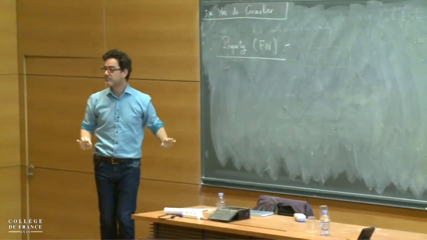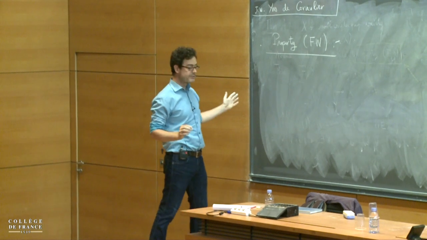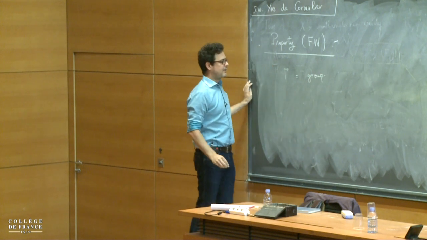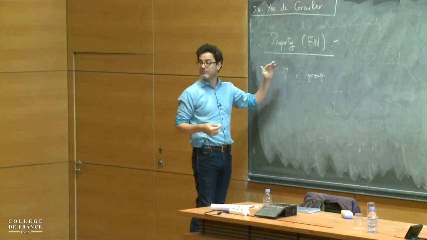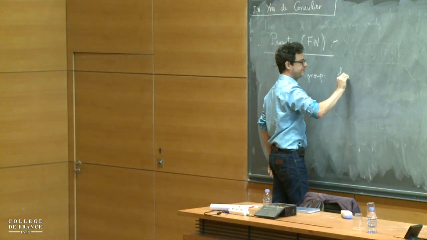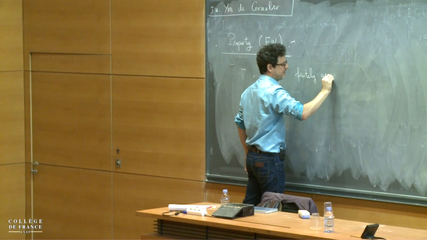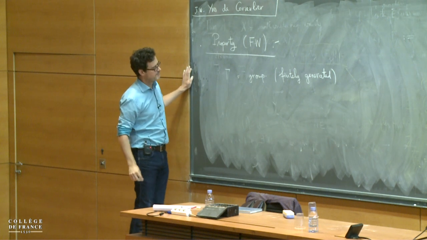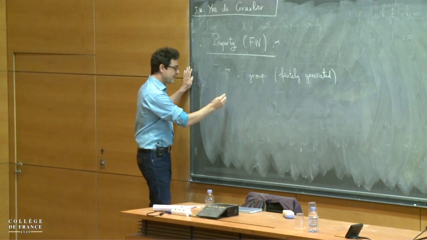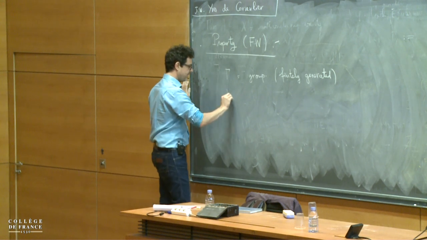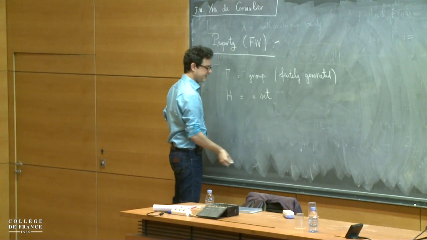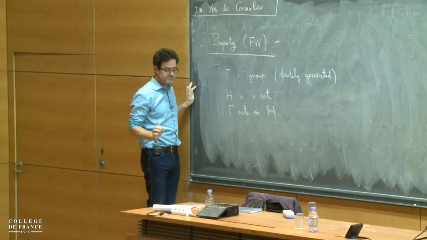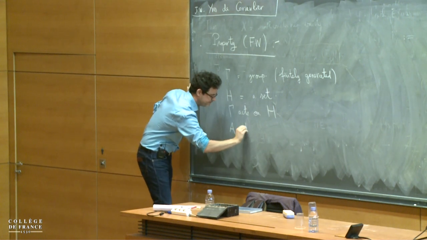Okay, so this has nothing to do with algebraic geometry, it's just a concept for groups. You start with a group gamma. The type of group I have in mind are finitely generated groups, so let's put this in, because maybe I will implicitly assume it. And now you look at an action of gamma on a set. So H is just a set, and gamma acts on H. And now you take a subset A in H.